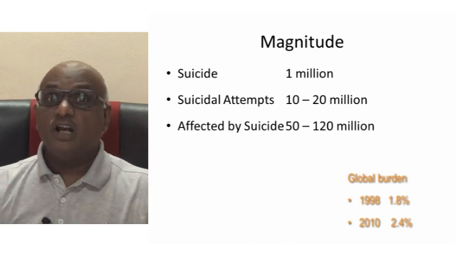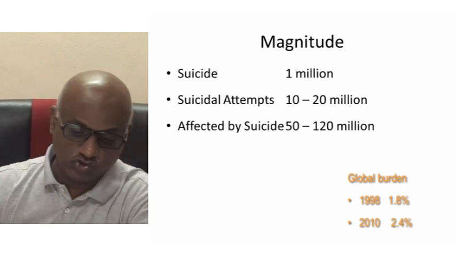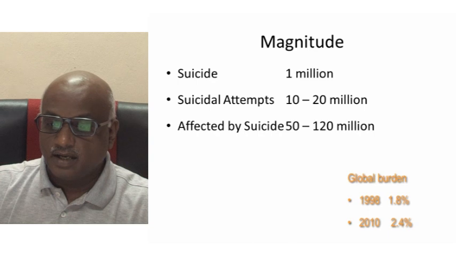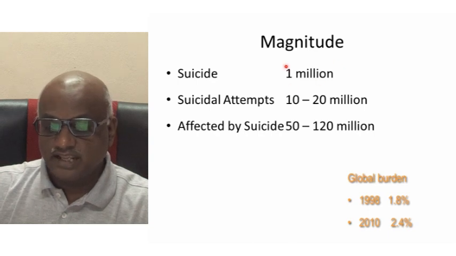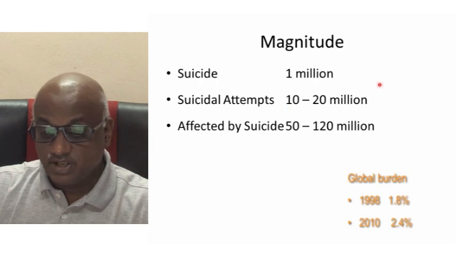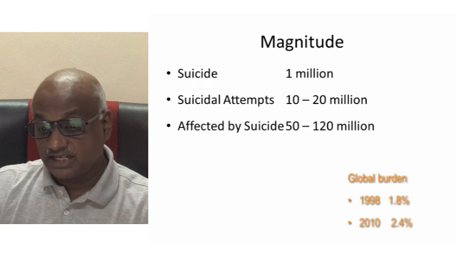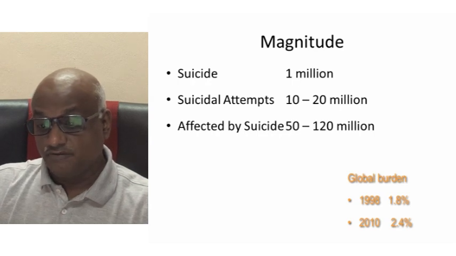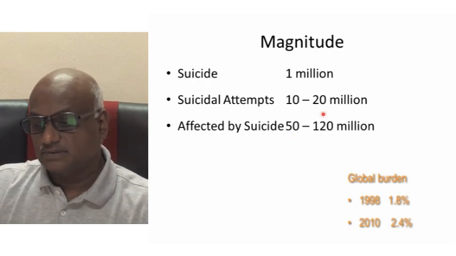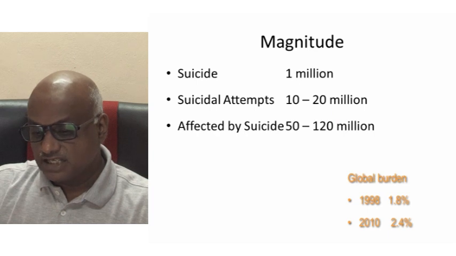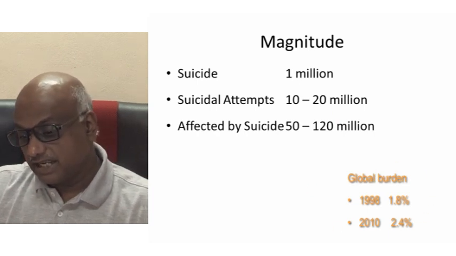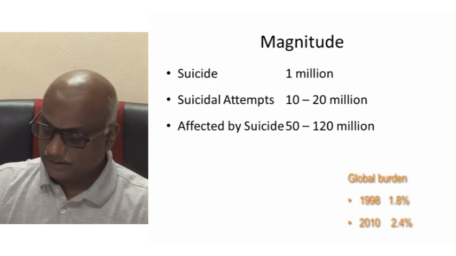So, if you look at the worldwide magnitude of the suicide issue, about 1 million commit suicide every year. Suicide attempts are about 10 to 20 million, but the number of population affected by suicide is much more. It's about 50 to 120 million. And I also gave the figures for the global burden in 1998 and in 2010.